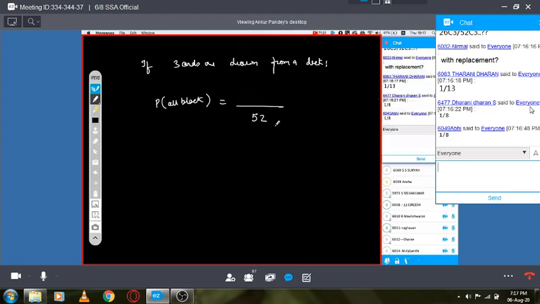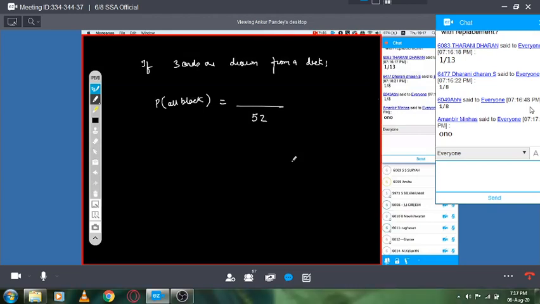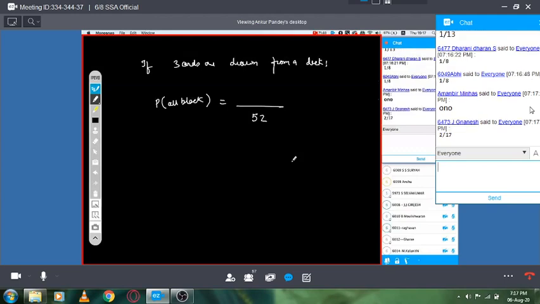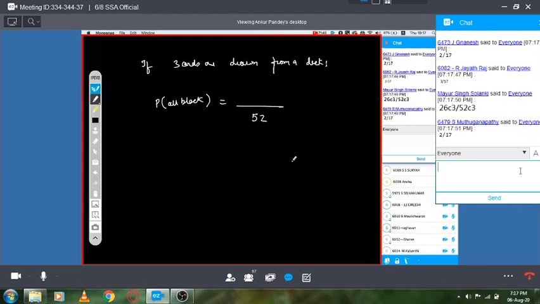Beta, this is how permutation and combination plays the role. Now I have given you a hint. Solve. 2 by 17 sounds good.